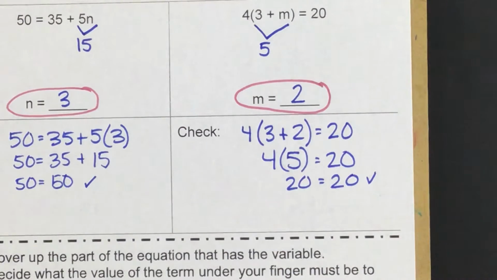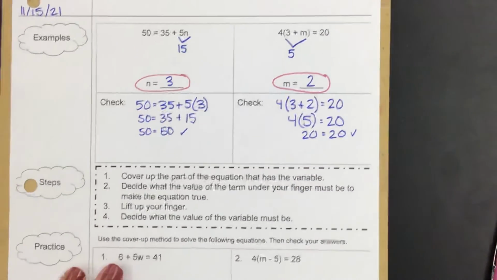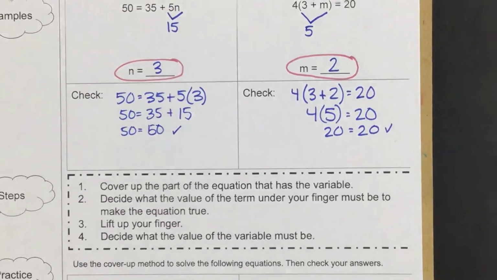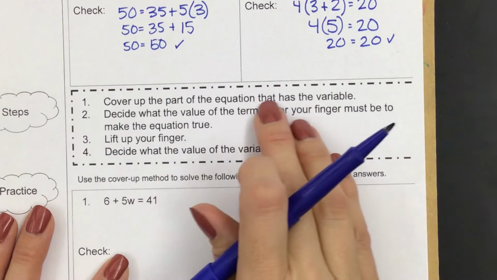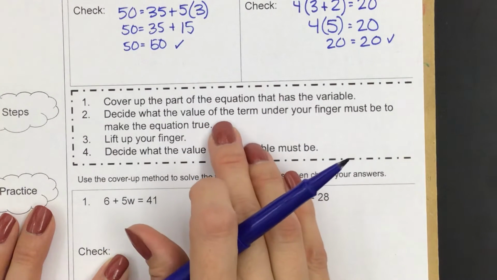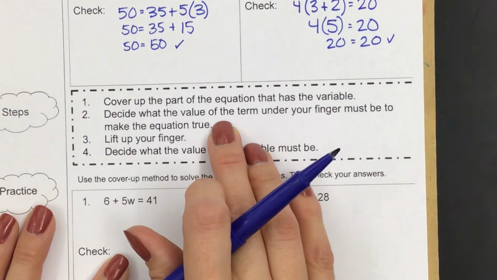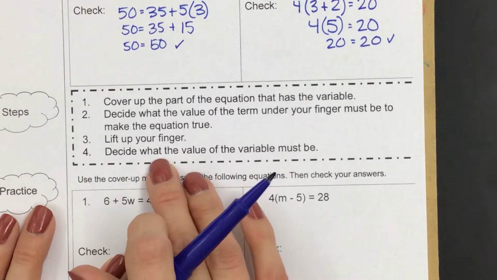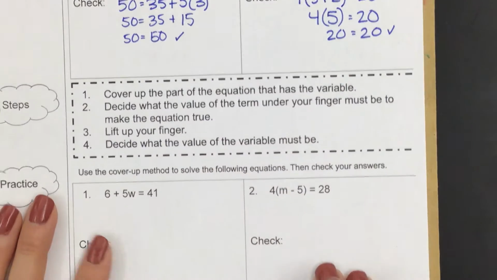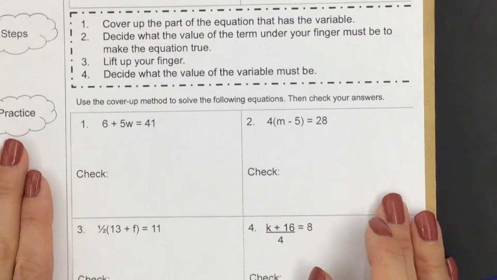Now if you forget how to do this method, I wrote some directions underneath, okay? It says cover up the part of the equation that has the variable, decide what the value of the term under your finger must be to make the equation true, lift up your finger, decide what the value of the variable must be. Okay, so let's try another one.